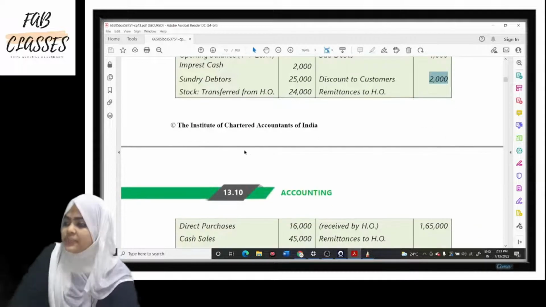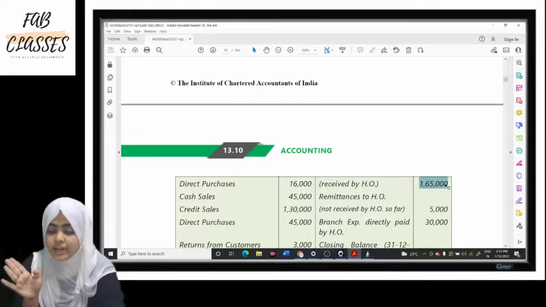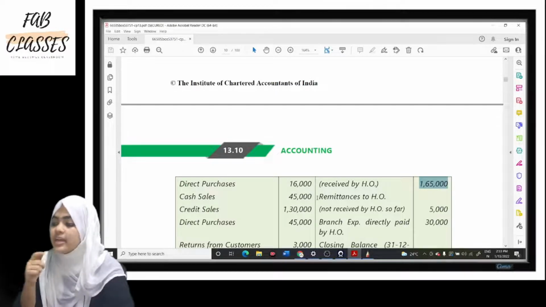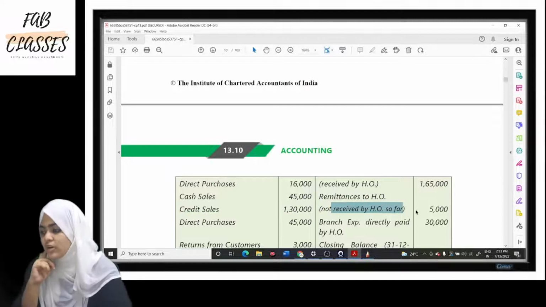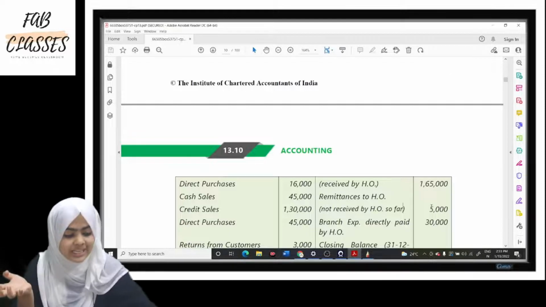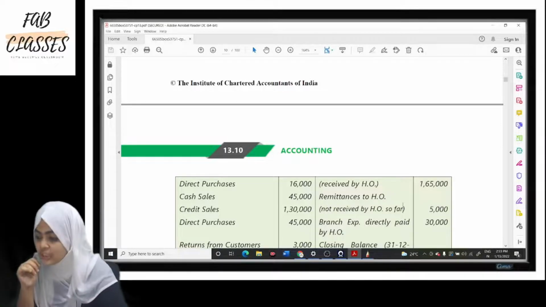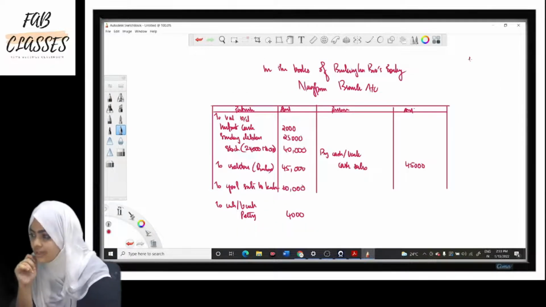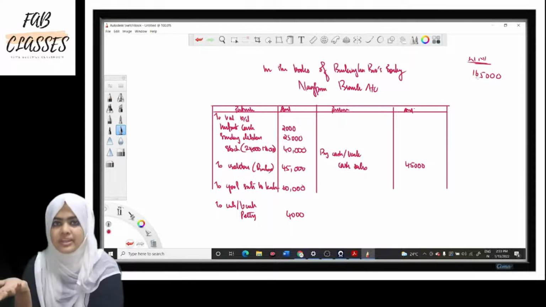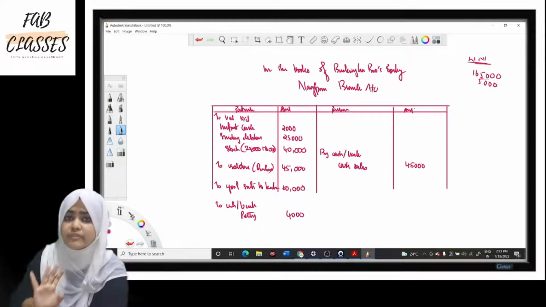Okay. So now see, remittance to head office. Remittance to head office received by the head office is 1,65,000. So how much money did we give to the head office? 1,65,000. And remittance to head office not received by the head office is 5,000. So in total, how much money did the branch give the head office? 1,65,000 has been received by the head office and 5,000 has not been received. So let's record here, working note number 1. 1,65,000 has been received by the head office and 5,000 is still in transit, not yet received by the head office, but the remittance has been made from the branch to head office, right?